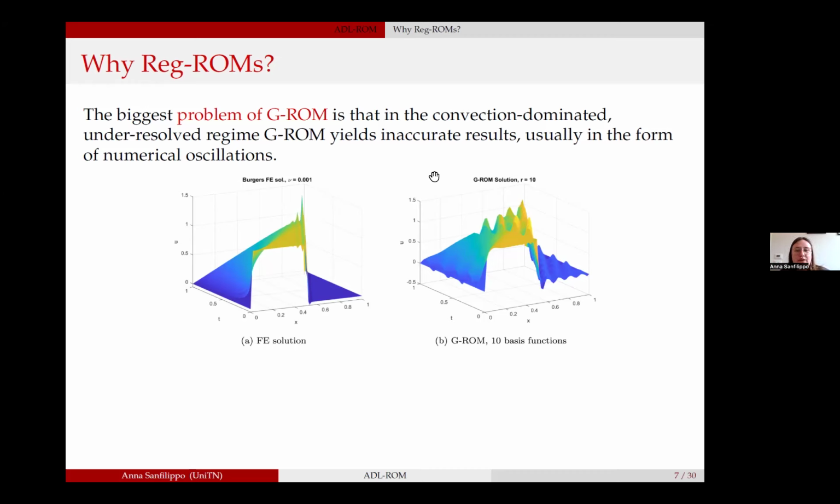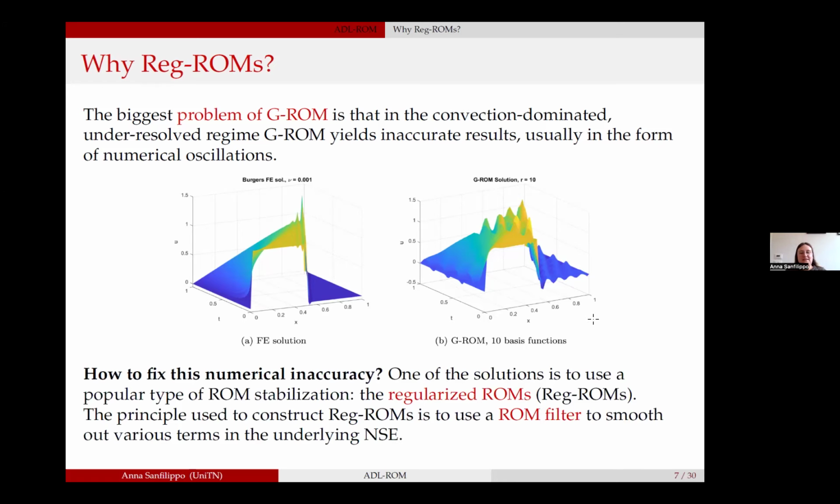But as we compute the G-ROM solution for very few basis functions, so only 10 basis functions, as you can see, the G-ROM solution is quite awkward everywhere. It's not only here that there is a problem with numerical oscillations; the spurious numerical oscillations are everywhere, and this is obviously a bad result, in our opinion at least. And so how do we fix this numerical inaccuracy?